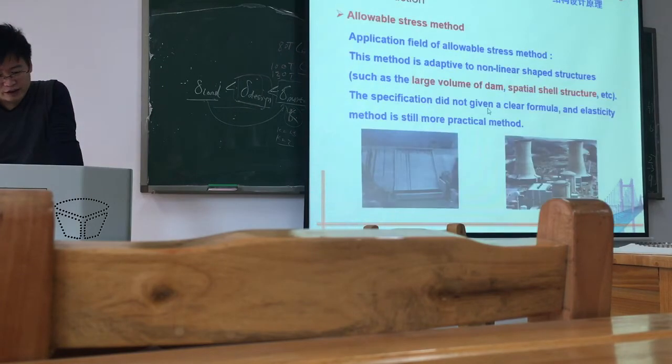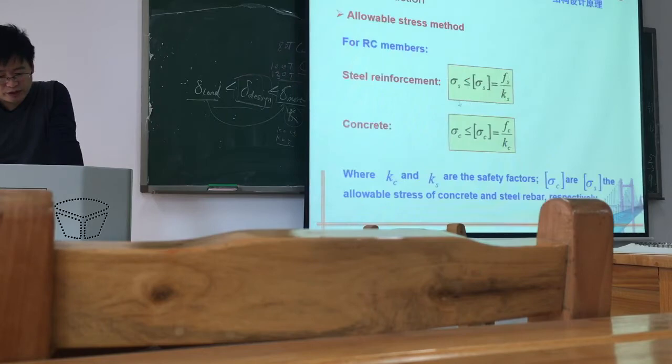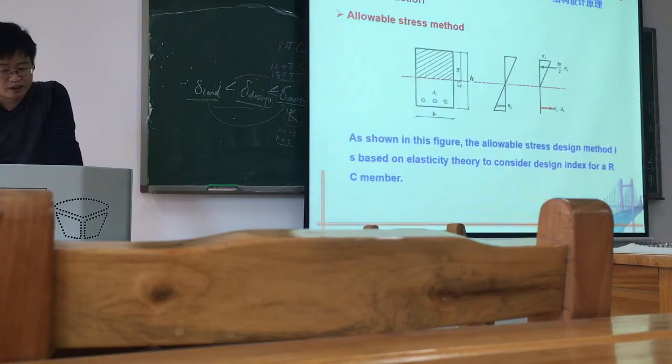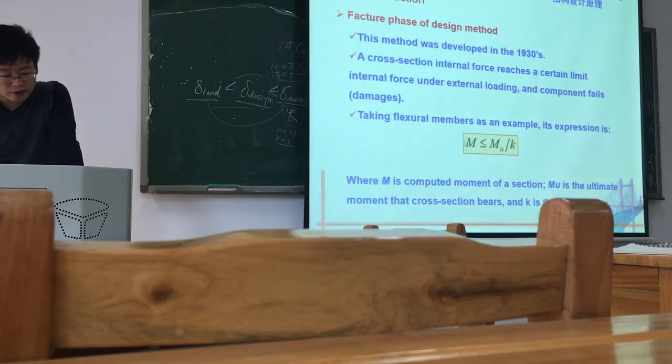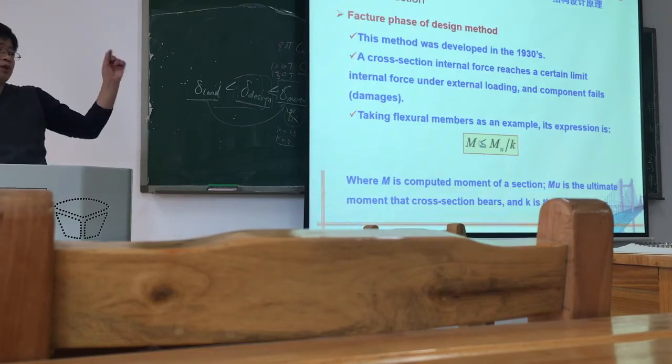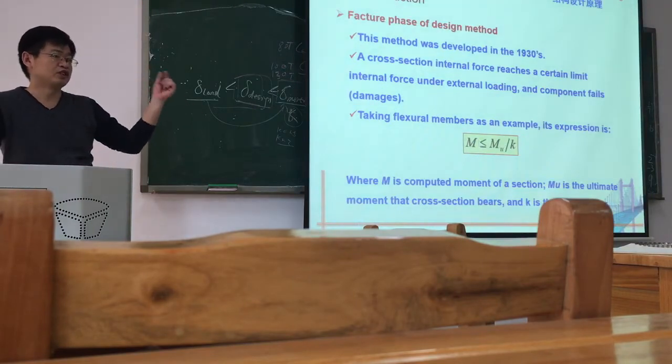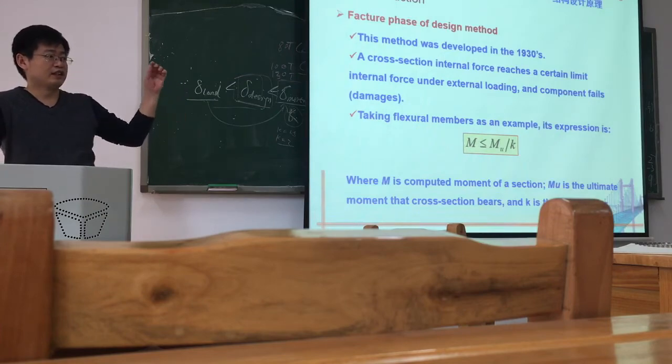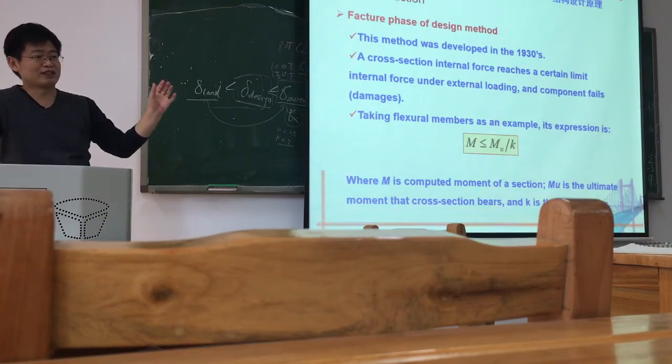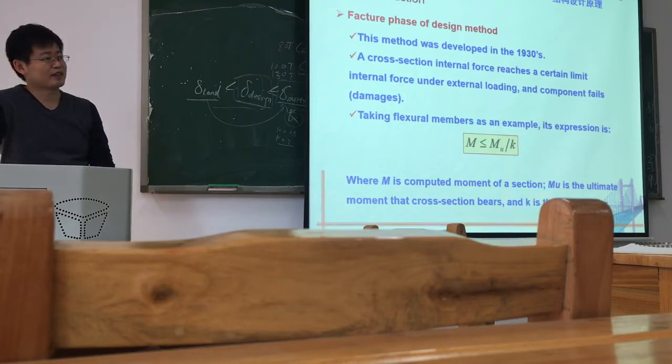You see, in the allowable stress method, we use sigma, stress. And in this second method, we use the moment. Moment is a force. What's the difference between force and stress? Stress is like the intensity, due to the nature of the material. Force is on the load, like the impact of the load.